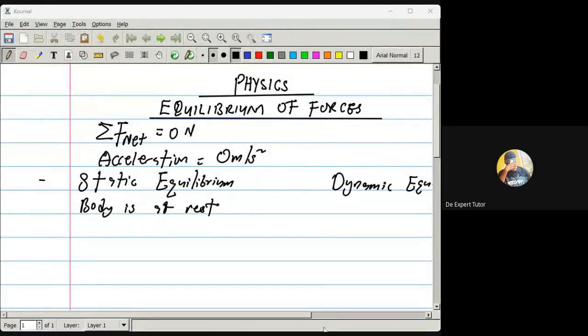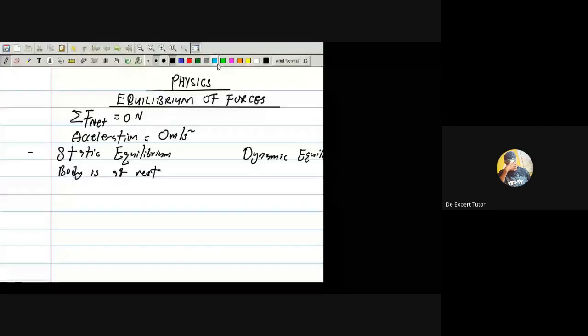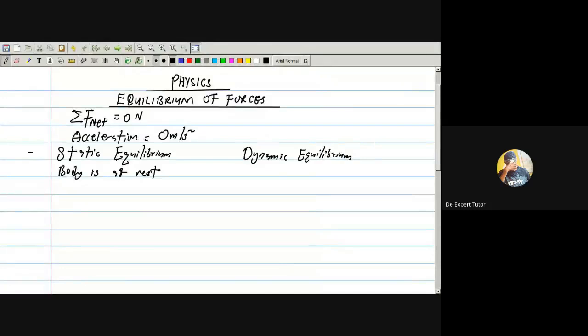The body is at rest. So when the body is at rest, it's at static equilibrium, and the net force is 0. So when do we say a body is at dynamic equilibrium? The word static means it is not moving. That is why we say the body is at rest. Remember, when the body is at rest, the initial velocity is 0. It's not moving. But in dynamic equilibrium, the body is at equilibrium, but it is moving.